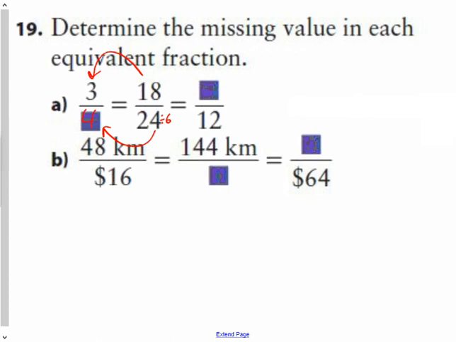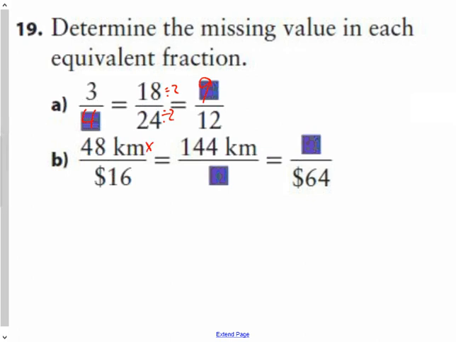Now conversely, if I was to go the other direction, I could say dividing this by 2 gave me 12. So dividing this by 2 gives me 9. So both ways I used the proportion that I knew both terms from and found the other missing parts because of that. The second question, I know both parts here.